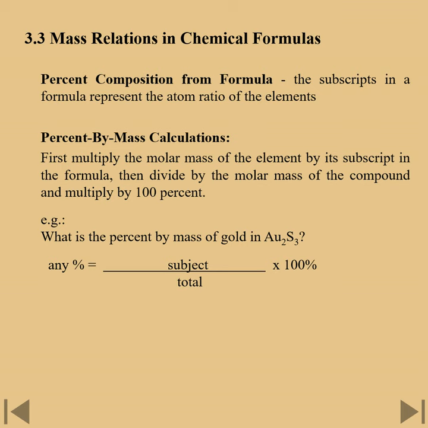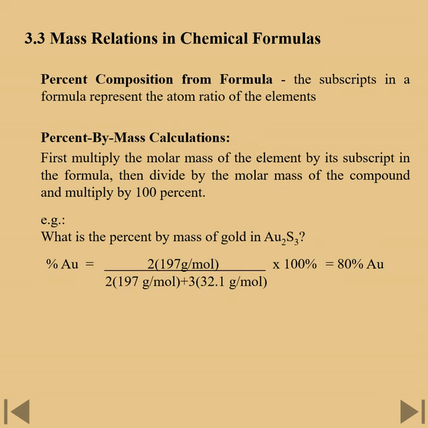So the mass of the gold, well, there's 2 golds, so 2 times its molar mass of 197 grams per mole, over the total, and so that includes the mass of the gold and the mass of the sulfur. And I multiply that by 100%, I get 80% gold. So again, your percent by mass is going to be the mass of that element in a compound divided by the total mass of that compound.